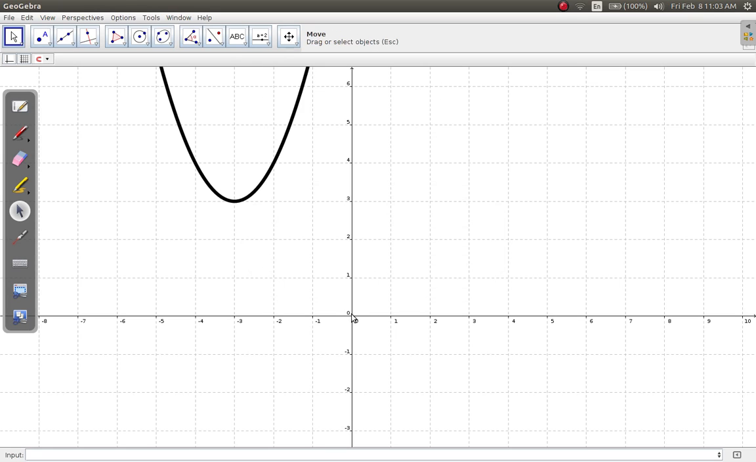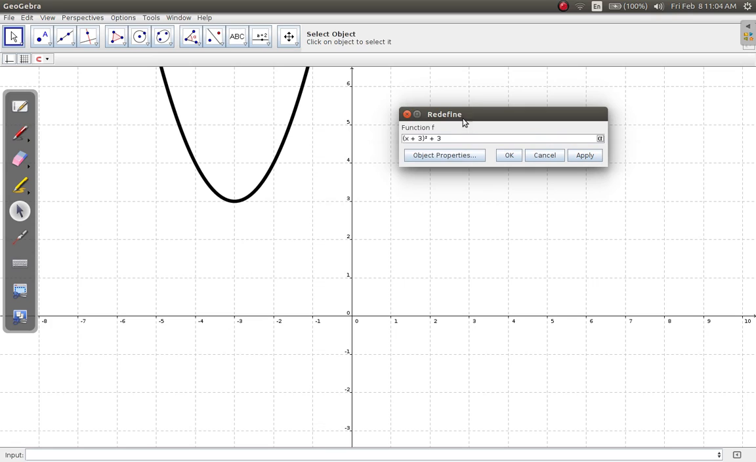You notice what happened? The plus 3 within the bracket moved it to the left. The center of the curve, the lowest point of it, moves to the left 3 places. And the 3 outside the bracket, the plus 3, moved it upwards. So you see, this plus 3 inside the bracket moves the point 3 places to the left, and the plus 3 outside the bracket moves the point 3 places up. Good.